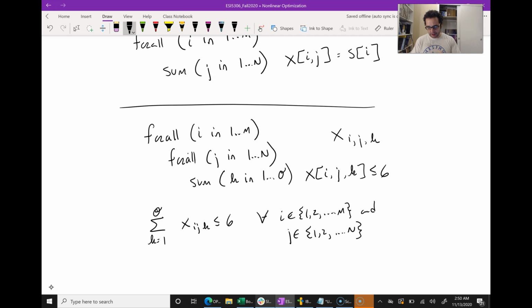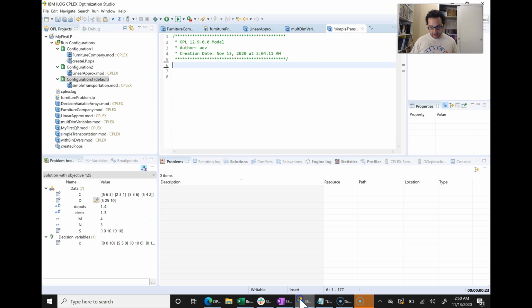All right, the next part of this video, what we're going to do is actually program in a transportation problem so you can see how this works in practice. Now, I already have CPLEX opened up, and I created this file called simpletransportation.mod, and you can see it in the run configuration. Now, the way I'm going to do this is by kind of doing it how you might actually do it.